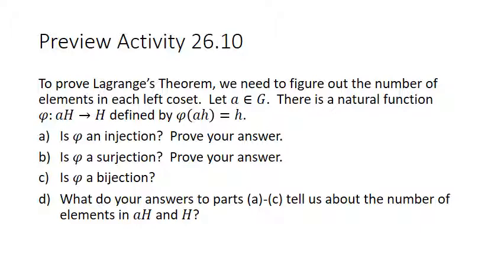Okay, so we're going to start off with a preview activity to build up to that proof of Lagrange's theorem. So one of the things that we need to do for the proof is to figure out the number of elements that are in each left coset. So we're going to let A be an element of G, and then we're going to use a function. It's a very naturally defined function called phi, and phi is going to be a function from the left coset AH to the subgroup H, defined by this definition right here. So when you plug an element AH from that coset into phi, it just returns H. So go ahead and try these four parts here, and then we'll go over them on the next slide.